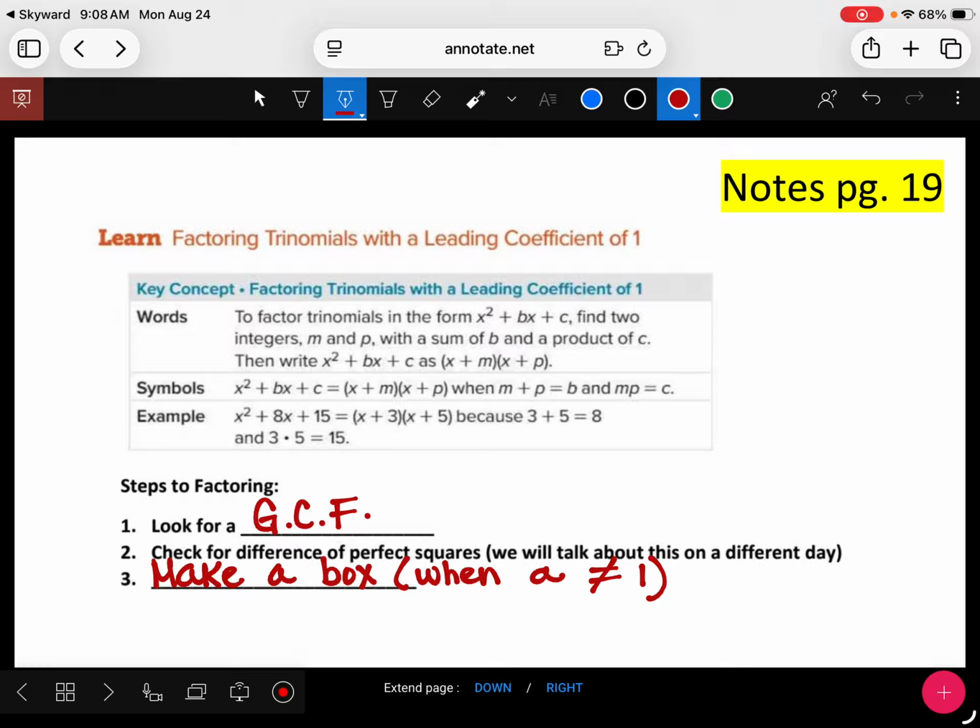So steps to factoring. The first step is always look for a GCF. We always start with that. Does anybody remember what GCF stands for? Greatest common factor. That could be a number. It could also be a variable. Then we're going to check for perfect squares, which we will talk about on another day.